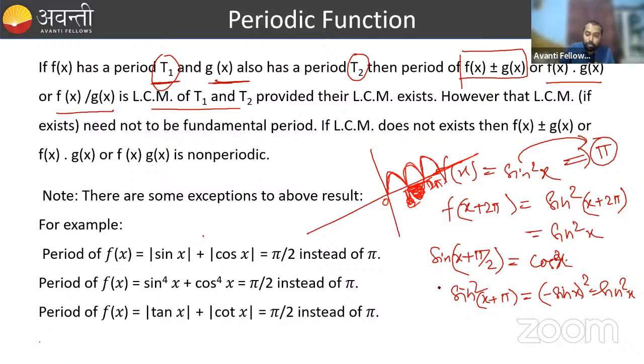Also from here you can see sin of x plus pi is minus of sin x, right? Minus of sin x, and again sin of x plus pi is minus of sin x. So minus of sin x into minus of sin x is sin square x. So you are getting f of x again, and for x equal to pi you are getting the repeating values. The period of sin square x is pi.